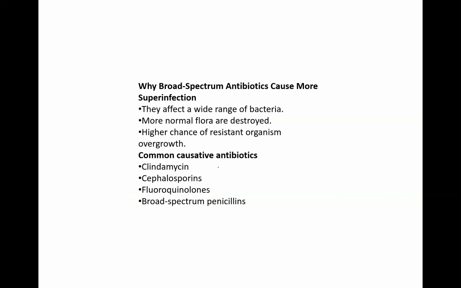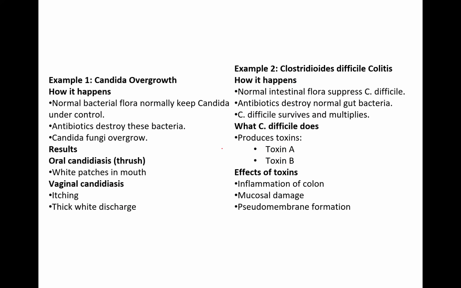Why do broad spectrum antibiotics cause this superinfection? It is because they affect a wide range of bacteria. Normal flora is also destroyed, so the naturally resistant organisms present in the body overgrow. The more common causative antibiotics include clindamycin, cephalosporins, fluoroquinolones, and broad spectrum penicillins. So there are some examples of this superinfection.